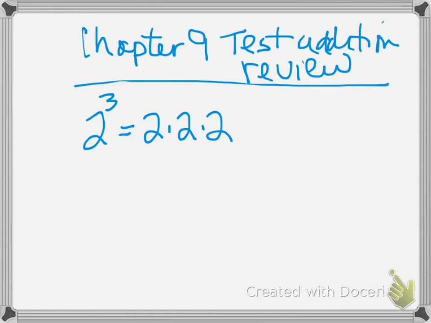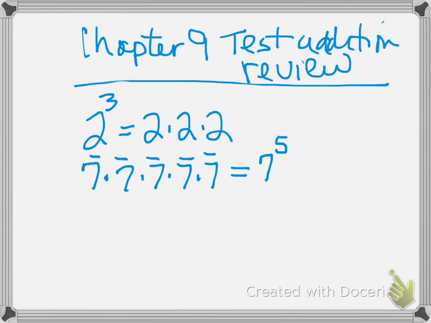So the flip side of that, if we had 7 times 7 times 7 times 7 times 7, and we were required to write that with an exponent, we would leave our base 7, and we would count 1, 2, 3, 4, 5 times that we're multiplying it, so our exponent would be 5. So we'd write 7 to the 5th power.